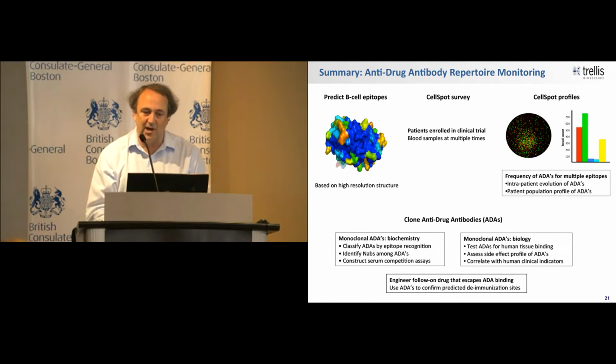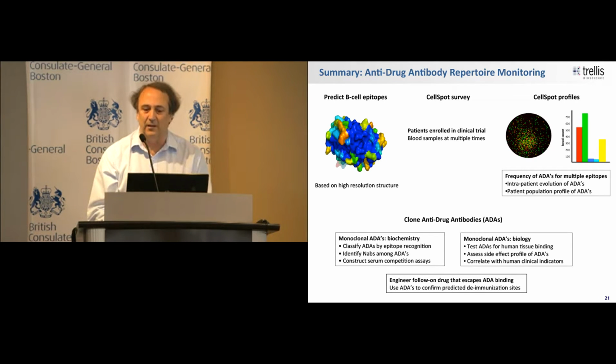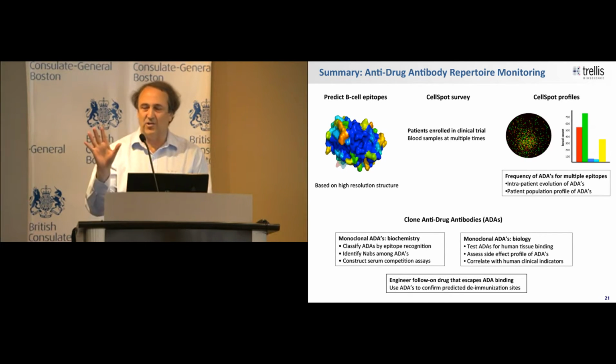To start to summarize the talk, the notion here is that if there's a structure available, we can use that to predict the B-cell epitopes. We'll use those as probes for the highly parallelized, multiplex, very sensitive human B-cell cloning technology. There we would like to look at patients enrolled in the clinical trial. We can look at blood samples early, middle, and late in their exposure, and generate quite a lot of data on the frequency of ADAs for multiple epitopes. We can look at within a single patient evolution of the ADAs. We can look at patient population profiles. And that's just at the survey level.